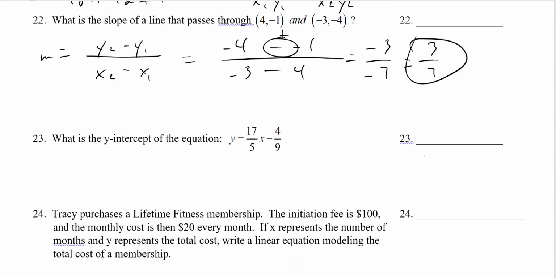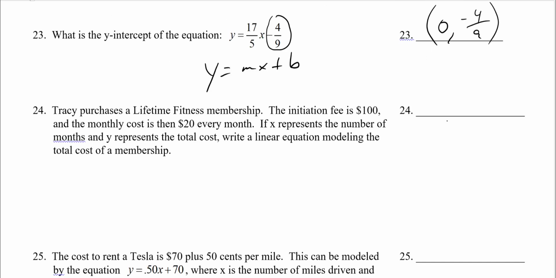What is the y-intercept of the equation? Guys, it's so easy. Remember, it's y equals mx plus b. And there's your b. That's your y-intercept. So your y-intercept in coordinate form is (0, -4/9). That simple. If I asked you what the slope was, you would say 17/5.